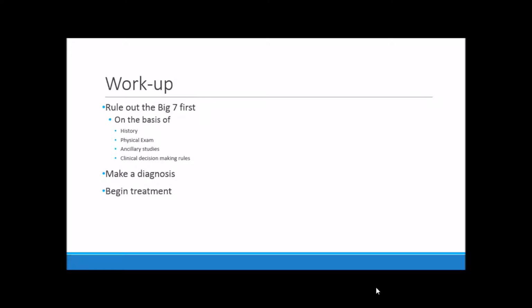When we work up chest pain, we always want to rule out the big 7 first. We do that on the basis of the history, the physical exam, ancillary studies, and clinical decision-making rules. And then we make a diagnosis and we begin treatment.